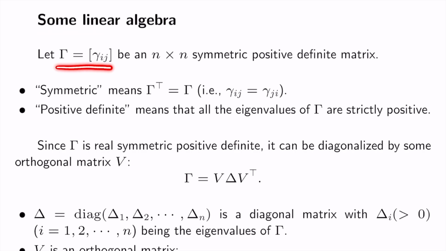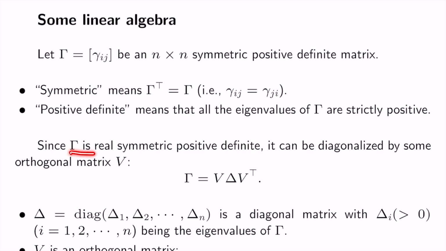So, let gamma be an n by n real, symmetric, and positive definite matrix. Here symmetric means that gamma transpose is equal to gamma itself. That means the ij element of gamma is equal to the ji element of gamma. And positive definite means that all the eigenvalues of this matrix gamma are strictly positive. Here is a theorem from linear algebra that is of great practical importance.